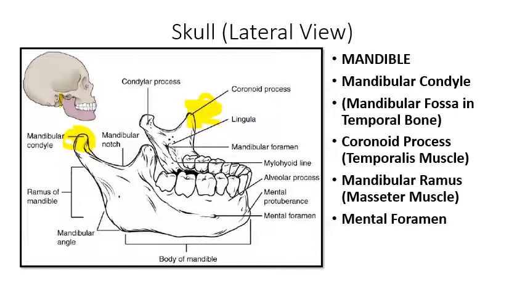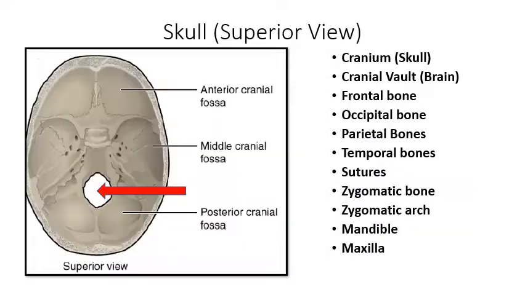And notice that we have the mandibular ramus. Right, and we're going to talk later on when we get to the muscle section about how the mandibular ramus is an attachment point for a very important muscle called the masseter muscle, which is used for chewing. Okay, so the mandibular ramus.